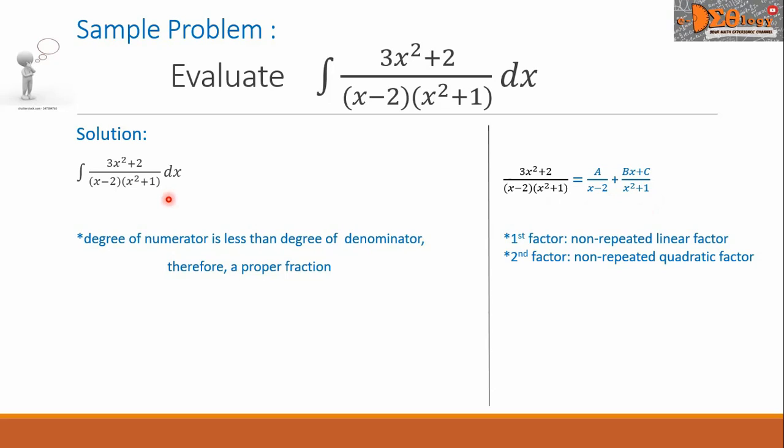Now we can show that our integral is an integral of partial fractions. So we have the integral of A over x minus 2 dx plus the integral of Bx plus C all over x squared plus 1 dx. Now let us solve for A, B, and C. Let us multiply this equation by the LCD. Note that the LCD is the denominator of the left-hand side.